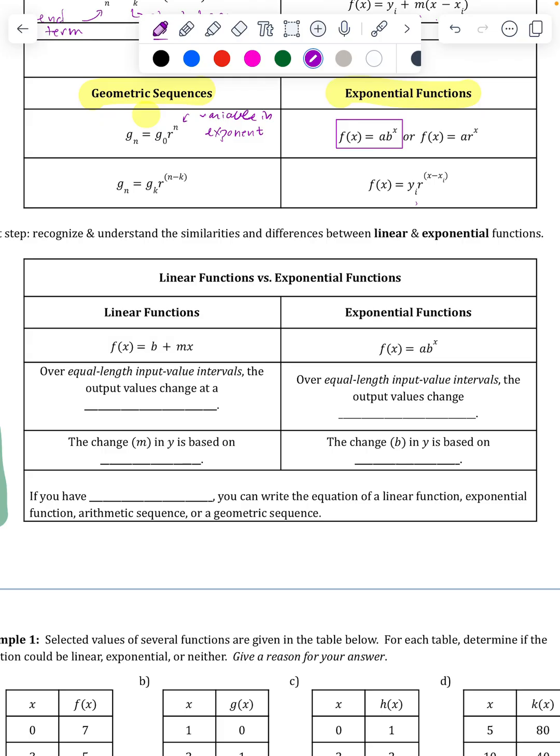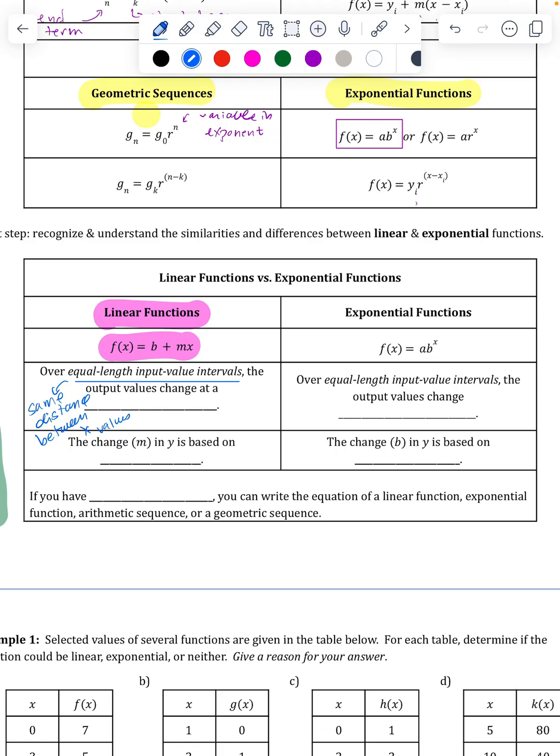So keep in mind that when you have a linear function, you're going to have this format, and this is important to look at, because this is how you determine it. Over equal length input value intervals. What that means is you have to have the same distance between the x values. So you have to have a consistent distance in between there.